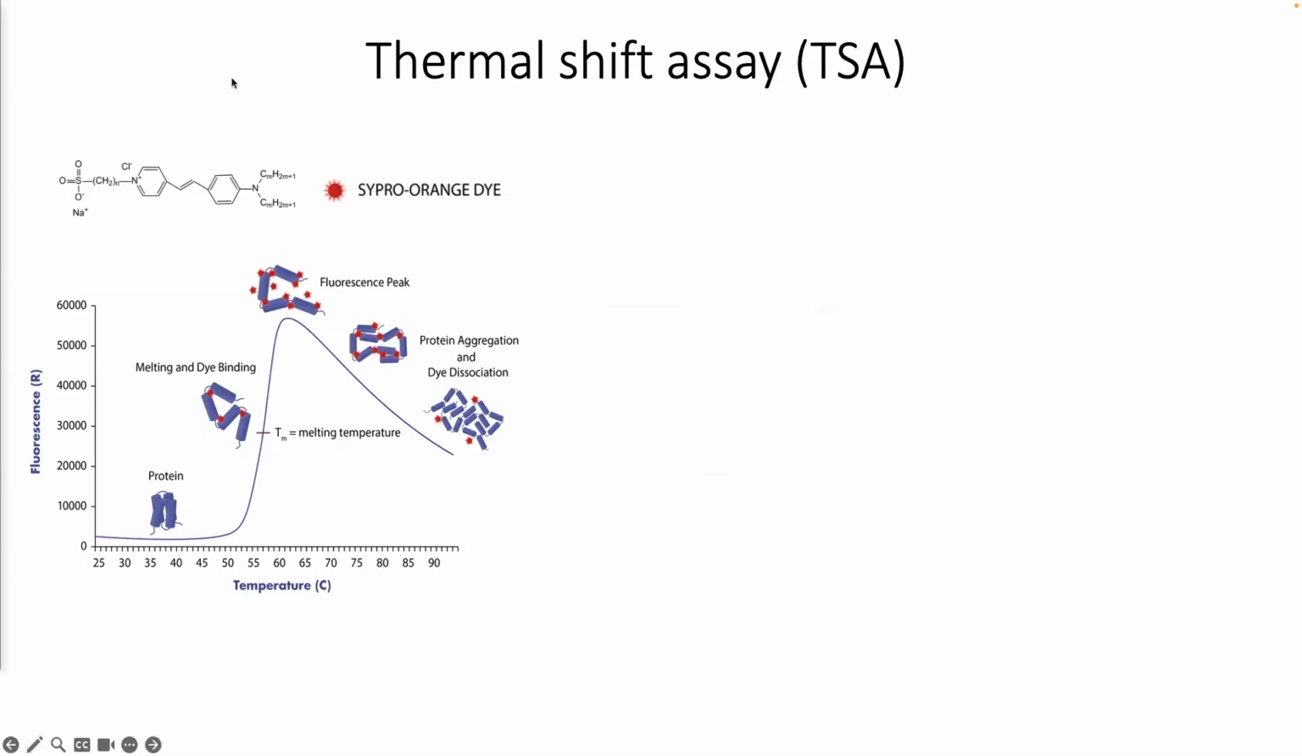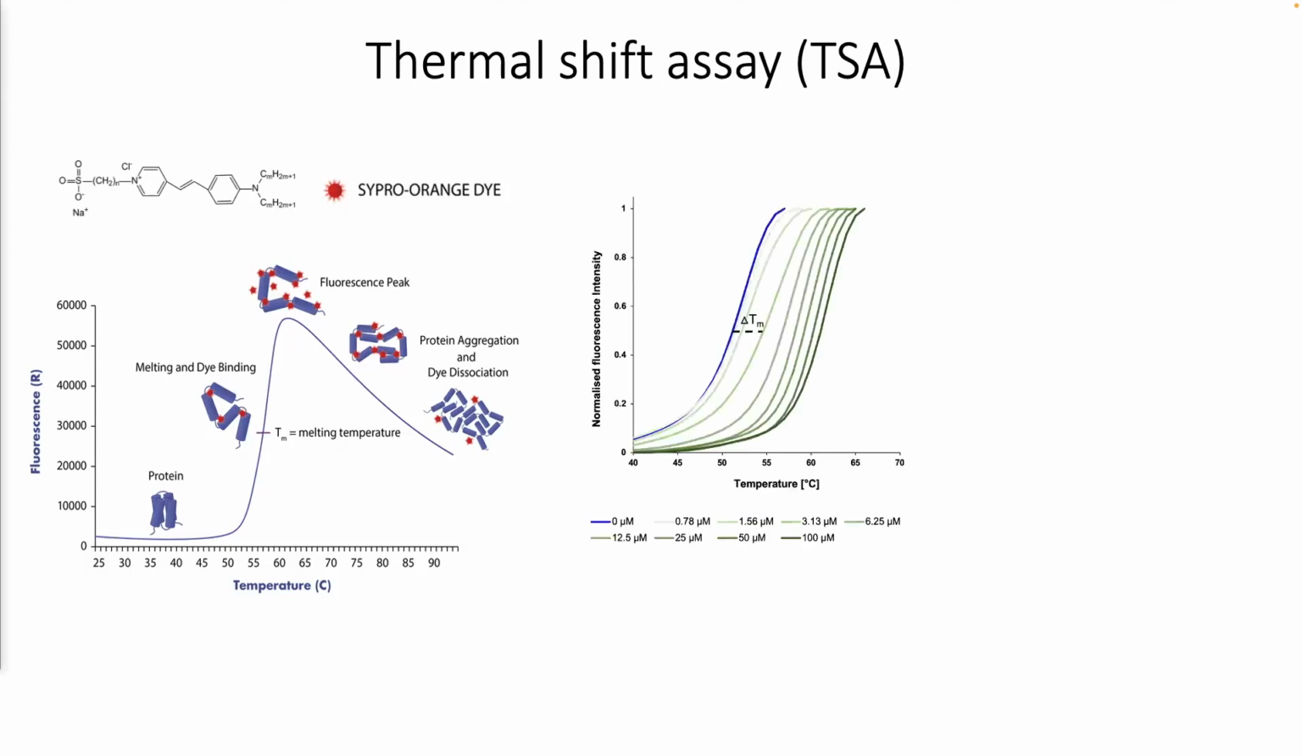So this assay is shown here. We use a dye called Sypro Orange, and this is a fluorogenic dye. When it binds to hydrophobic residues, when the protein unfolds, the fluorescence increases. And so it can be used to measure the melting temperature and ligand binding, which should cause an increase in melting temperature. And one of these TSA assays is shown for one of the peptides. At increasing peptide concentrations, you can see that the melting temperature increases.